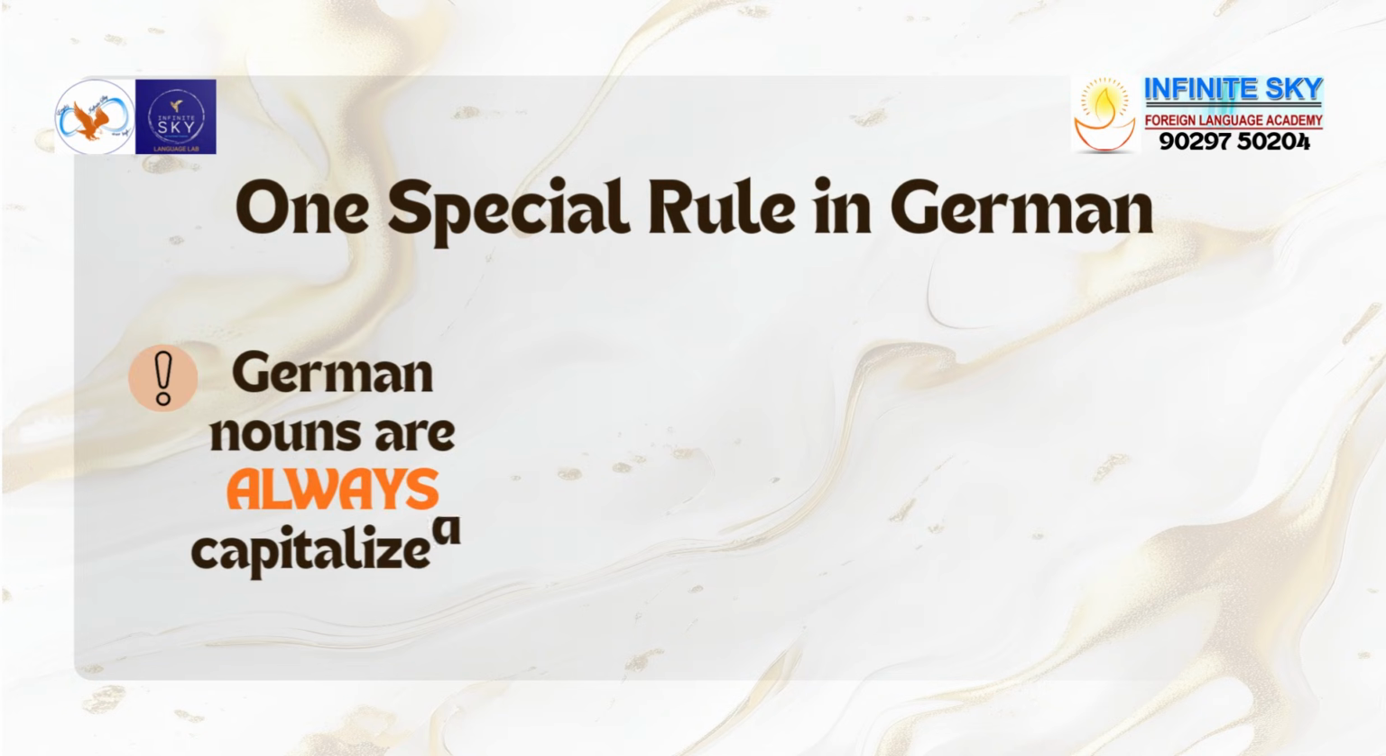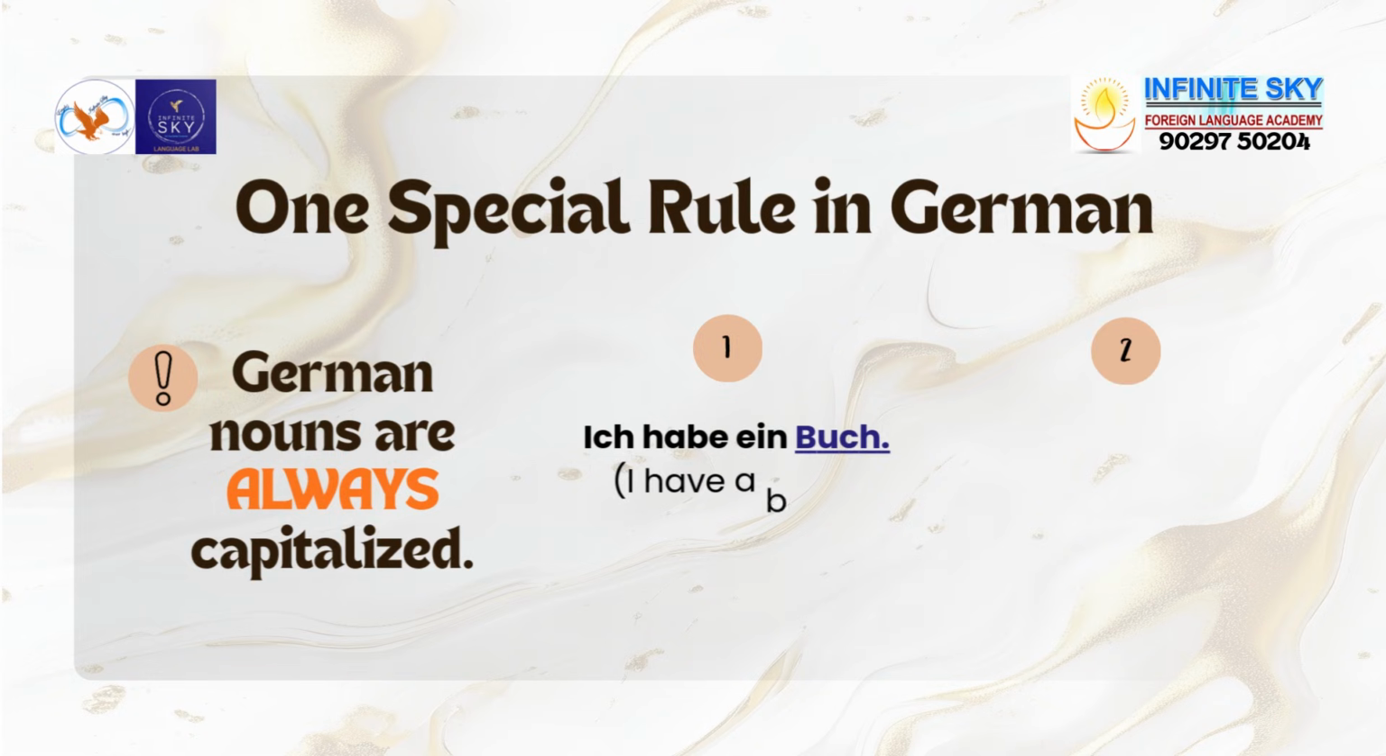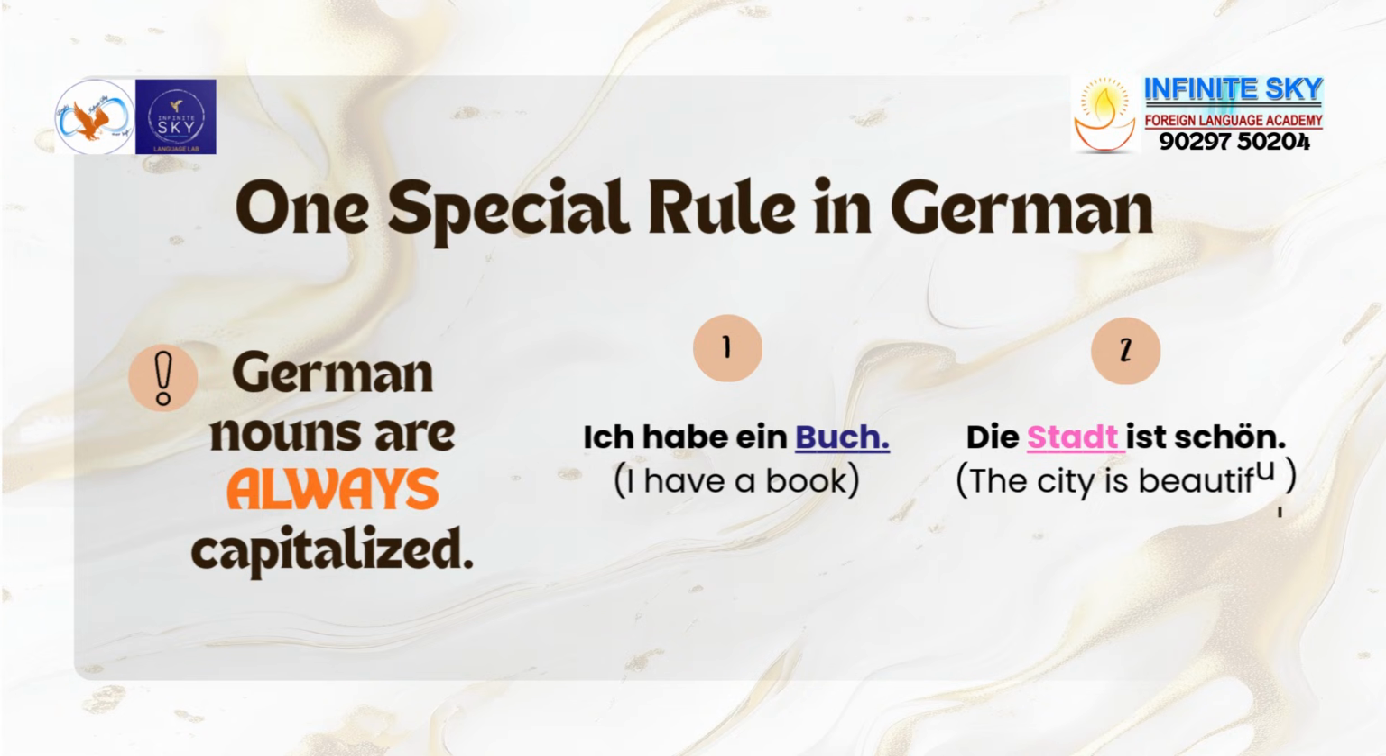It doesn't matter where the noun appears in a sentence. For instance, "Ich habe ein Buch." The noun always starts with a capital letter. This is a fixed rule in German, and beginners should remember it from day one.